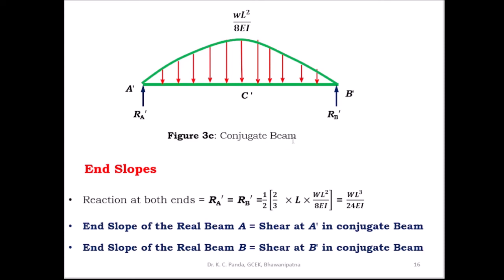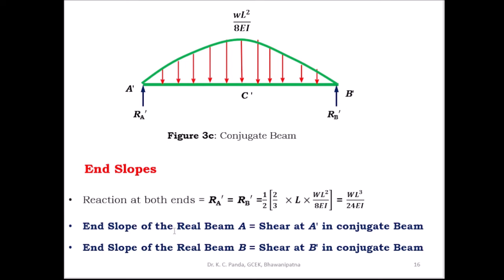If the original beam has simply supported ends, then in the conjugate beam also you take simply supported ends. You have to find the slope at A and B of the original beam. In the conjugate beam, you have to find the shear force at A dash and the shear force at B dash.